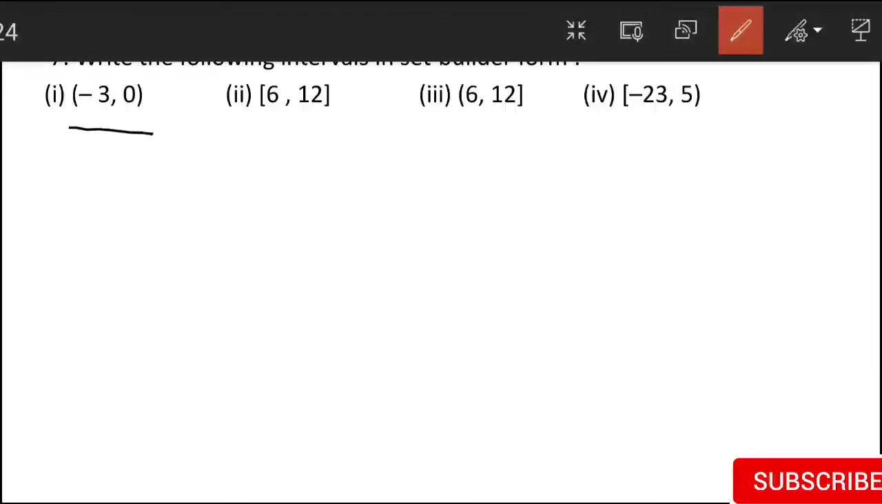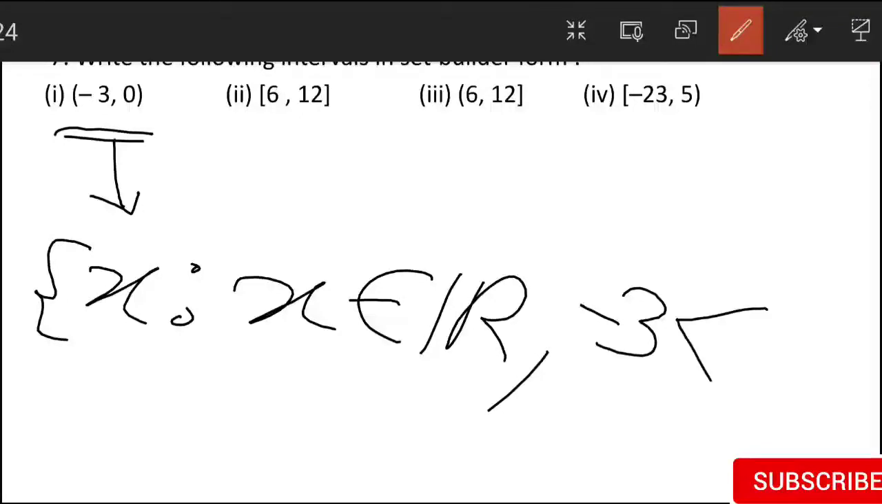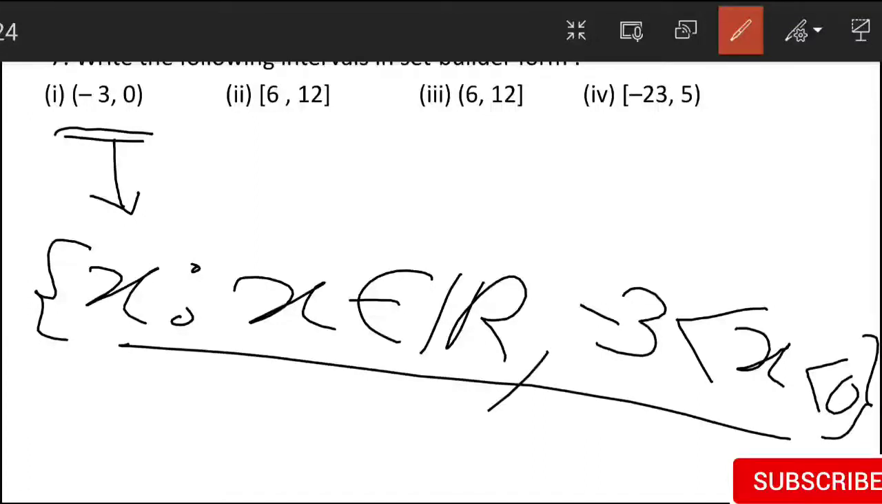So here the first is the open interval -3, 0. So it is a collection of all the real numbers. So here set of x such that x belongs to the set of real numbers, but we are not taking all real numbers. We just have to collect from -3 to 0 and here -3 is not included. So -3 strictly less than x strictly less than 0. So this is the set builder form for the given interval -3, 0.